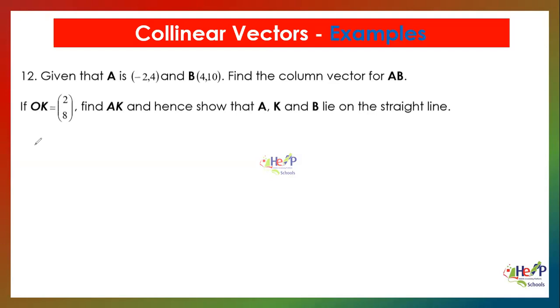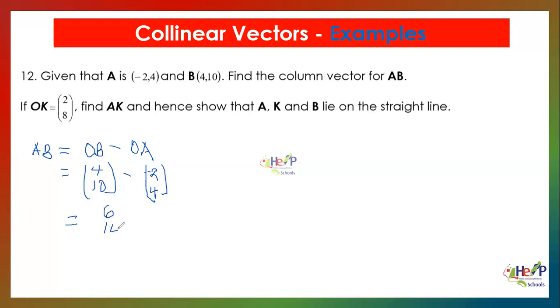This 12, they want us to find AB. AB is a bit obvious, which is OB take away OA, like that. This will be 4, 10, take away this, negative 2, 4. And our AB will be 6, 6. Like that. This is AB.